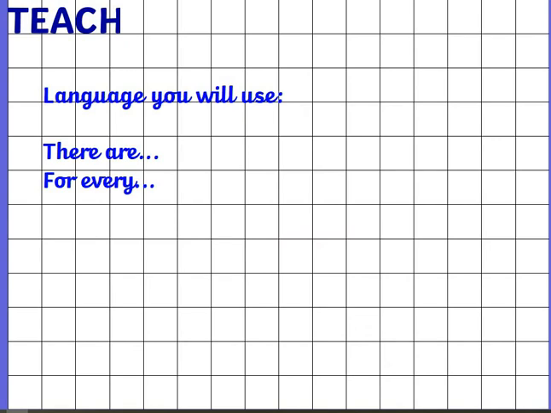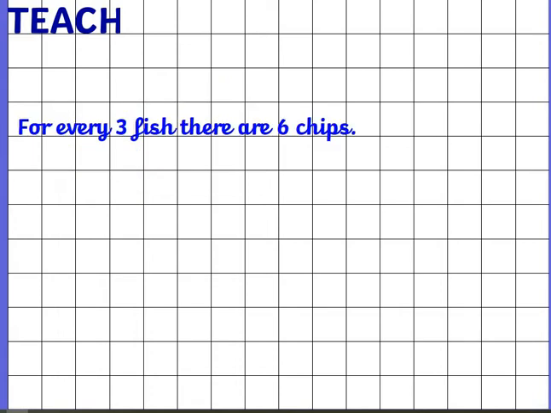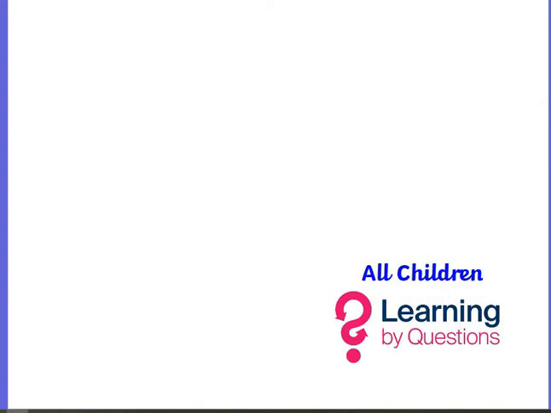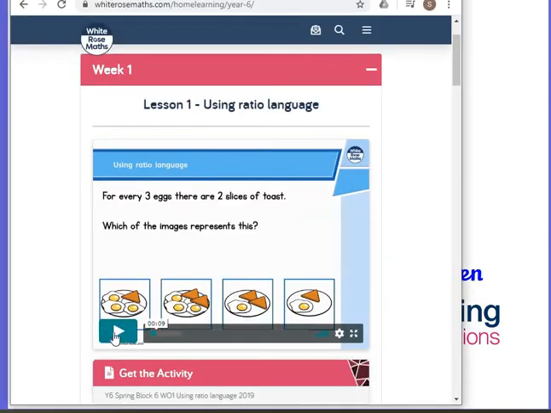So the language that we're going to be using today is there are so many circles to squares. It can be any shape or pattern or object, and for every. Okay, it's very important with ratio. So for example, the question could be for every 3 fish, there are 6 chips. Have a go at drawing that down now. So pause the video and draw that down. Now I'm going to show you a video from White Rose, and this will help explain the task a little bit more.